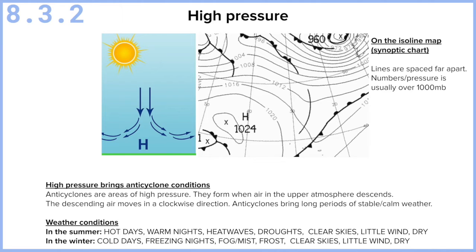Clear skies, and there'll be very little wind because these bars are so far apart. It means that the pressure between them is gradual, so you're not going to have very much wind. In the winter, it is slightly different. So it's going to bring us cold days because there's no clouds to keep the heat on the surface. The nights will freeze again because there's nothing to protect the heat from escaping. It'll bring fog and mist and frost. We'll still get some clear skies, very little wind, and it will still be dry.